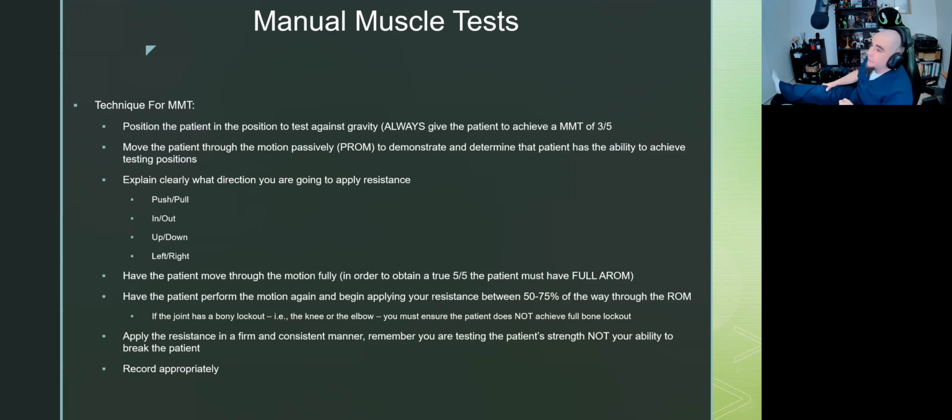If that knee is in full extension, I may be able to use that bony lock to resist your strength versus my muscles and my quads resisting you trying to push me into flexion. So you have to get them out of that locked position. You're going to apply the resistance in a firm and consistent manner, remembering you're testing the patient's strength, not your ability to break the patient. And then you're going to record those numbers appropriately.